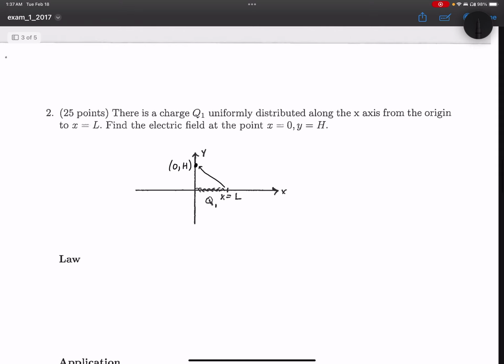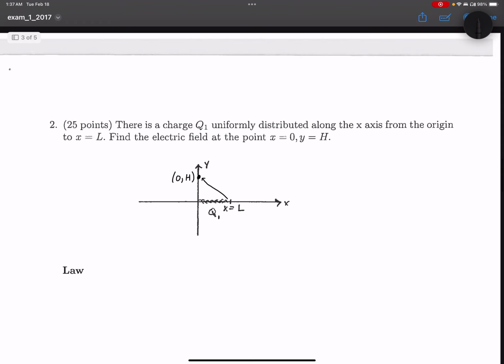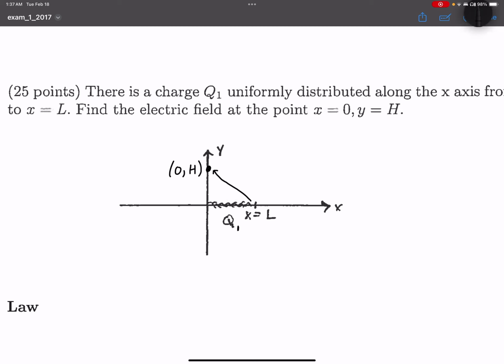And a general rule of thumb is if we're not really told exactly what the charge is or the sign of the charge, we can assume that it's positive. So that's why it's pointing away from the line charge towards the point at 0, h, for those wondering. And then we want to draw the components as well. So we have the x component and the y component.